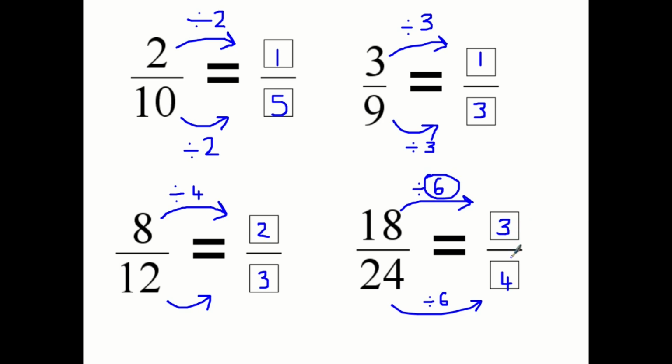You can go in jumps of 2 and 3, and you can keep going until you've broken it down completely. You can absolutely do that, there's no problem, as long as you end up with its most simplified form. But the easiest way to get there in one fell swoop is to divide by the highest common factor.